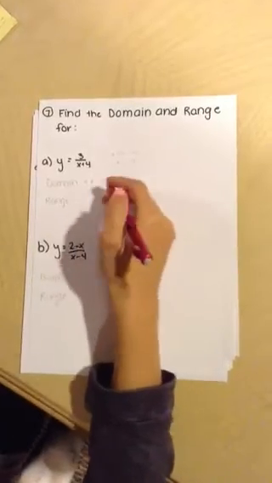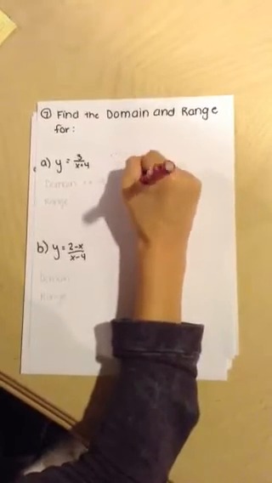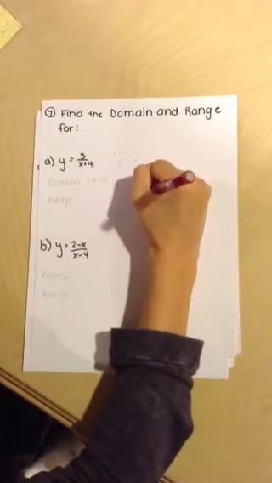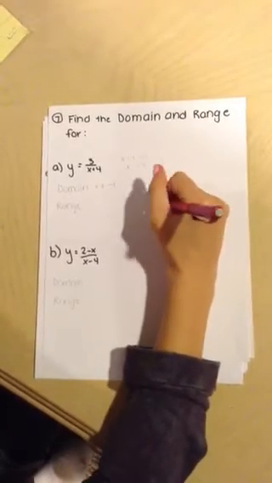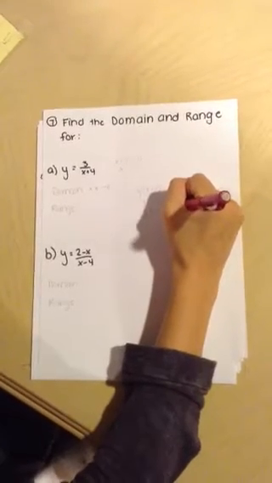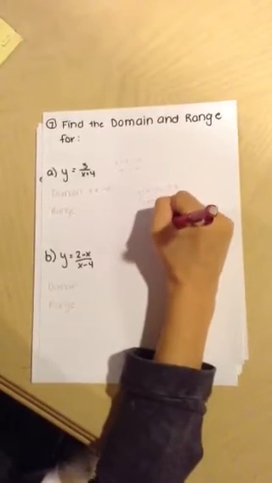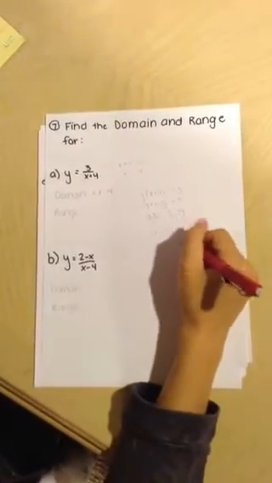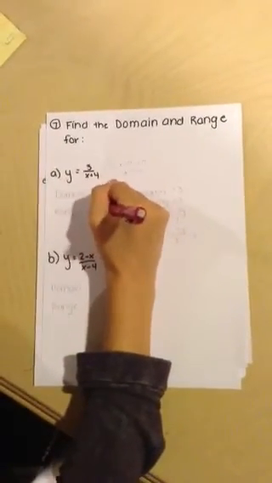Now the way we find the range is by cross multiplying and solving for x. So it's going to be y times x plus 4 equals 3. Then yx plus 4y equals 3. Now yx equals 3 minus 4y. Then just divide by y. You have x equals 3 minus 4y over y. So now what makes this undefined would be when y equals 0. So the range is just y does not equal 0.